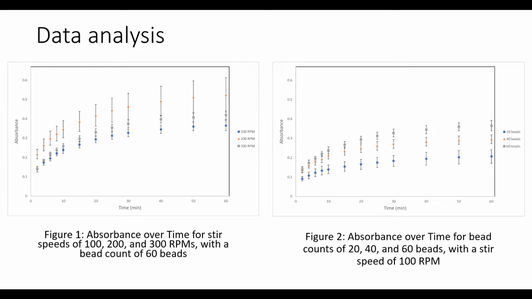For the second graph, the bead count was varied. We tested with 20, 40, and 60 beads, keeping a constant stir speed of 100 RPM. The highest absorbance values were found at a bead count of 60 beads.